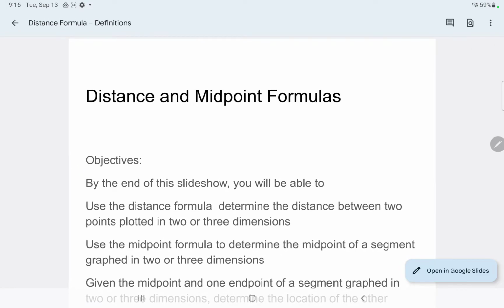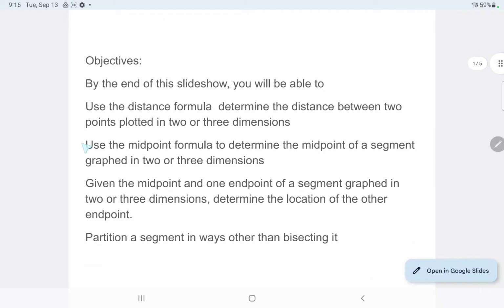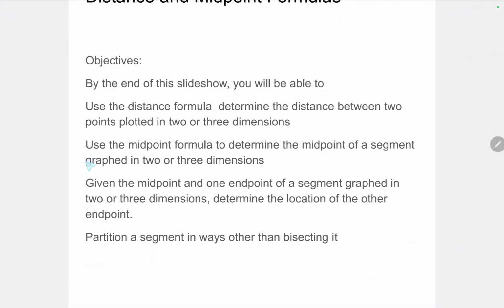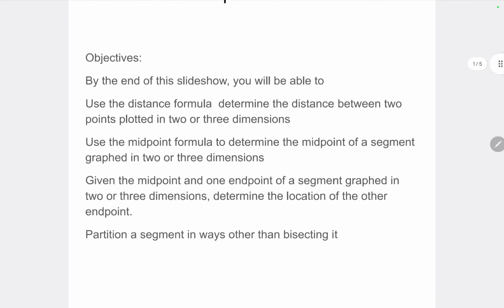By the end of this slideshow, you will be able to use the distance formula to determine the distance between 2 points plotted in 2 or 3 dimensions. Use the midpoint formula to determine the midpoint of a segment graphed in 2 or 3 dimensions. Given the midpoint and one endpoint of a segment graphed in 2 or 3 dimensions, determine the location of the other endpoint, and our focus is really going to be on 2 dimensions here, and to partition a segment in ways other than bisecting it.